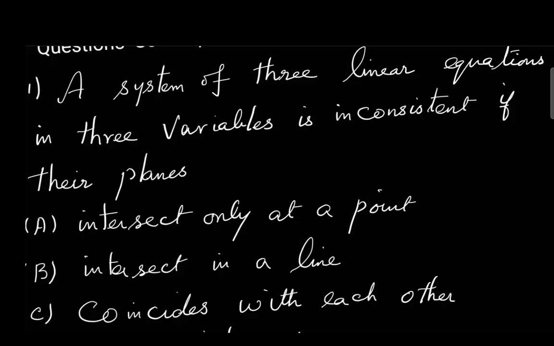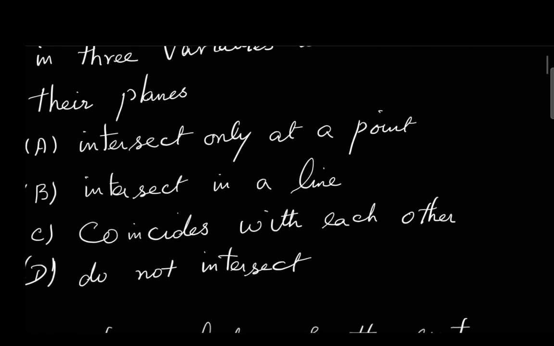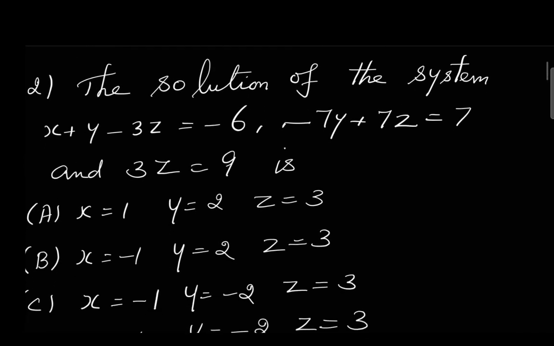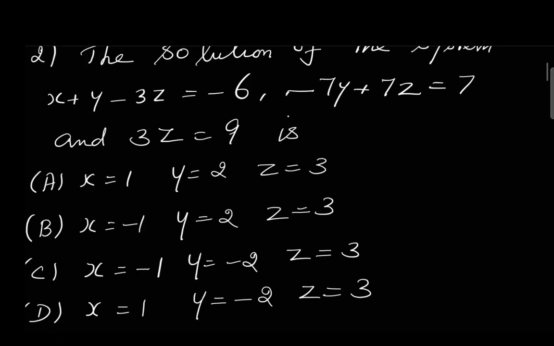The given equations are inconsistent, which means we cannot solve them. They have no solution. In that case, the planes neither intersect nor are parallel, and they do not coincide either. No solution means they do not intersect. Option D.